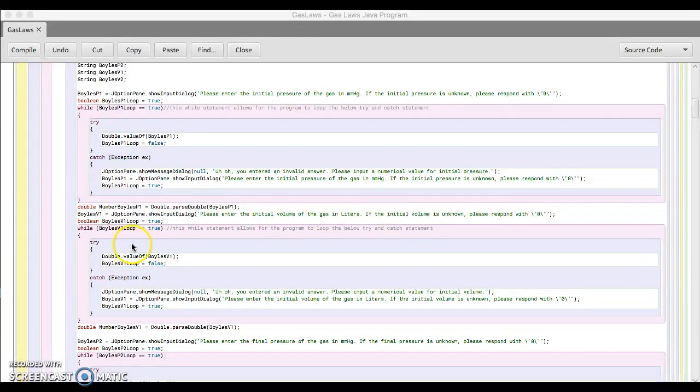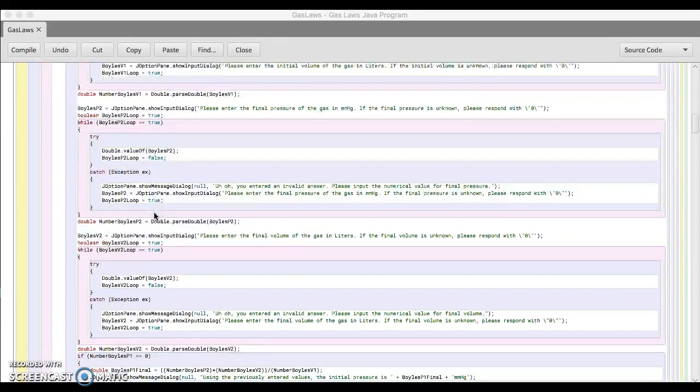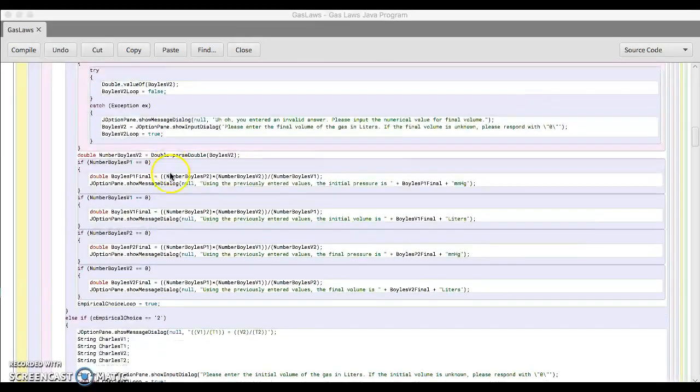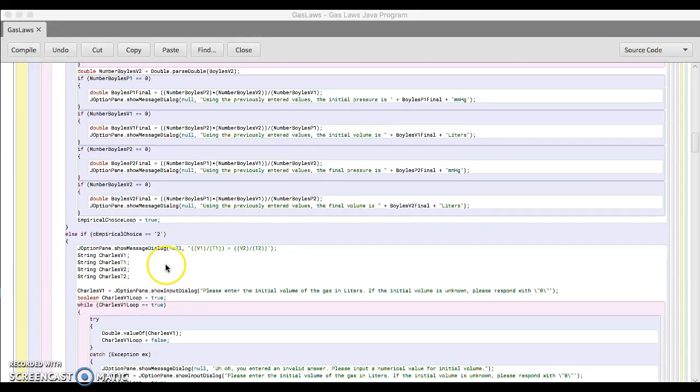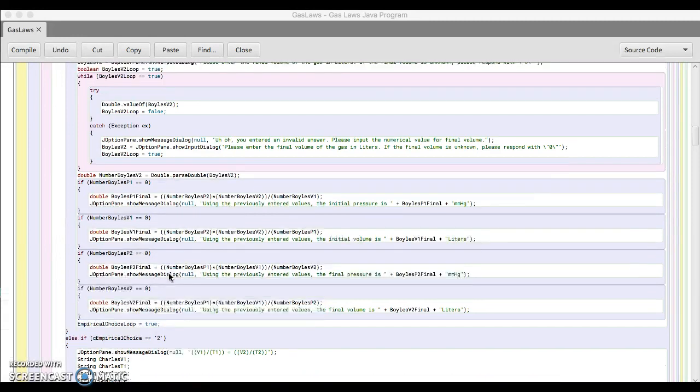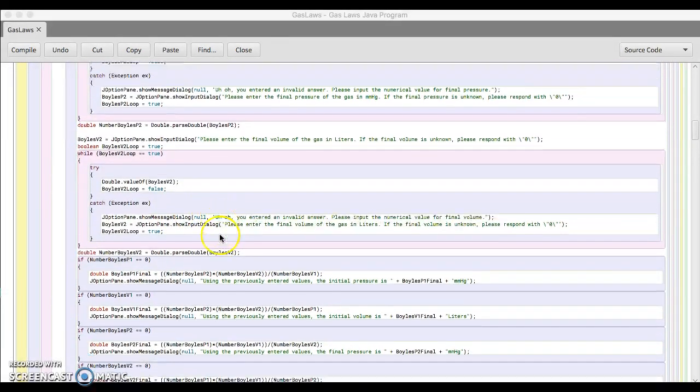And I did this for actually every single time that the user is asked to input a value, because if the user inputs something that's not a number, then the program would be messed up. So therefore, I had to include that just to make sure that the program will run smoothly.